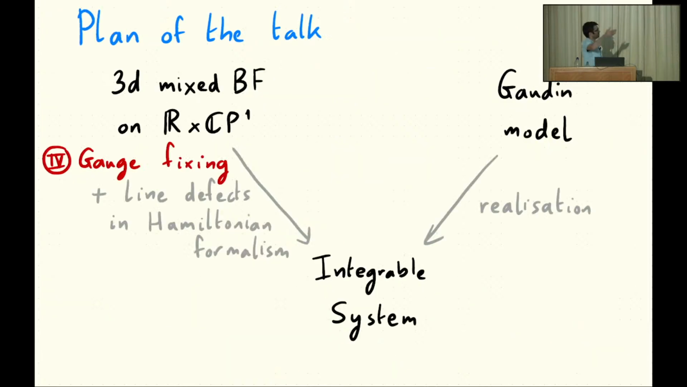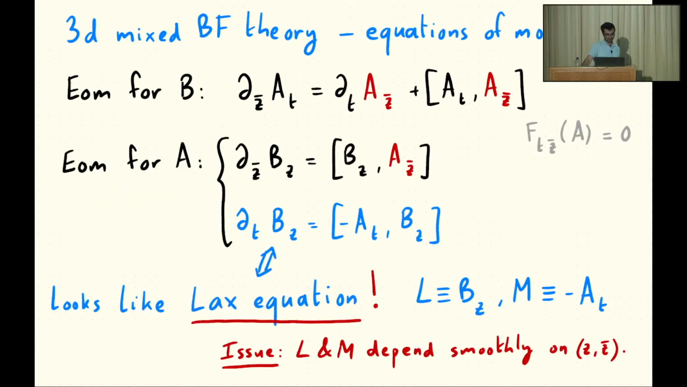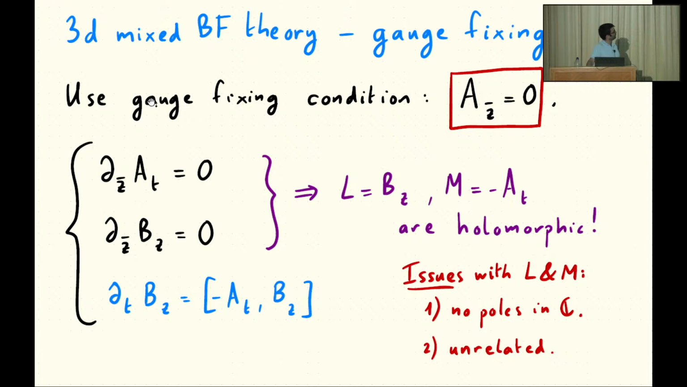So let's try to gauge fix to make the Lax matrices, or the Lax pair, meromorphic. You notice coming back to these equations that there's this AZ bar dependence on the right-hand side. So if we can choose a gauge where AZ bar is 0, then we'll get that AT is holomorphic and BZ is also holomorphic because the right-hand side here will be 0. So this is the idea. We use this gauge fixing condition, which is really the same as the gauge fixing condition used in 4D Chern-Simons theory to produce integrable systems. So you go to this gauge, and then you find that the equations of motion that I didn't focus on before just tell you that AT and BZ, these components, are just holomorphic. Okay.